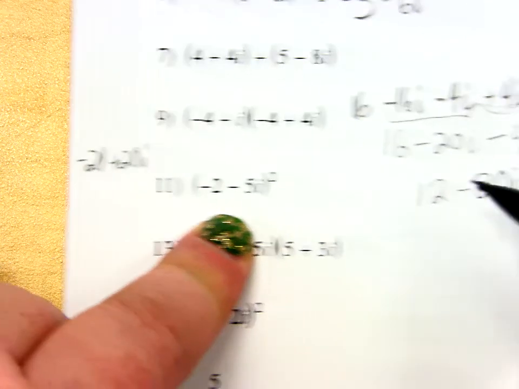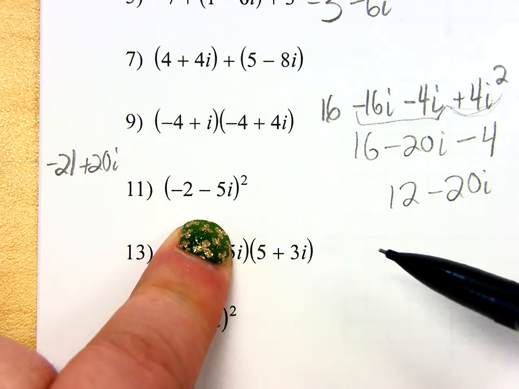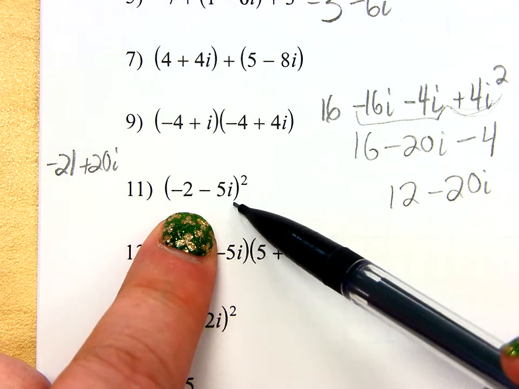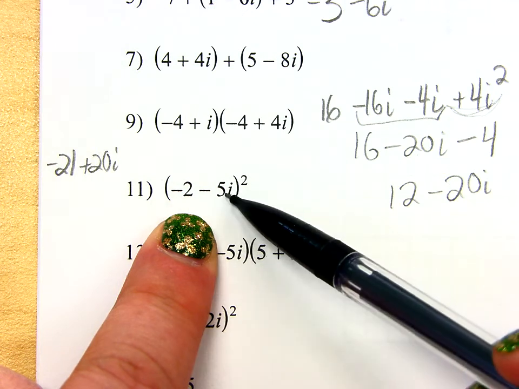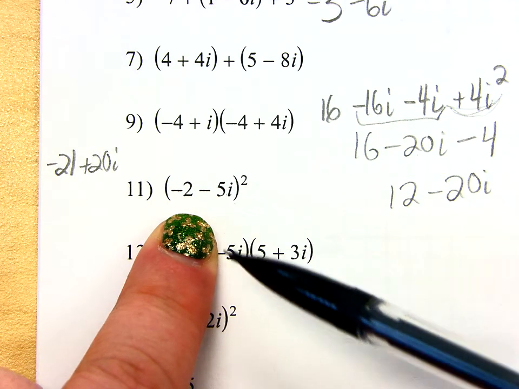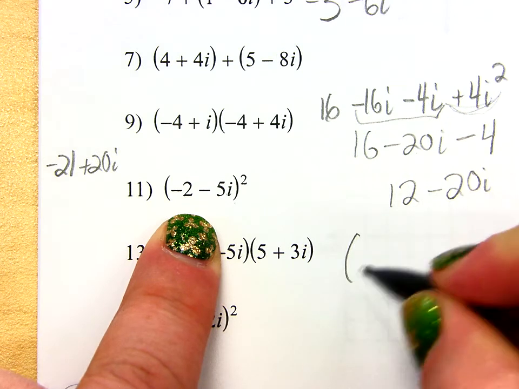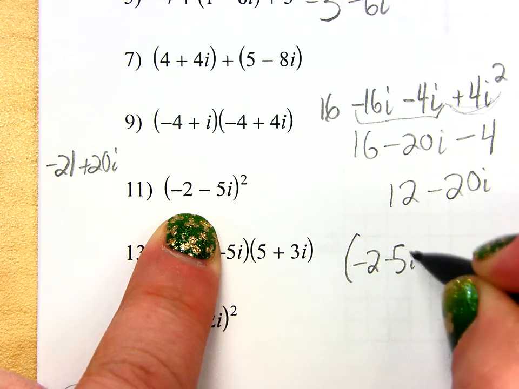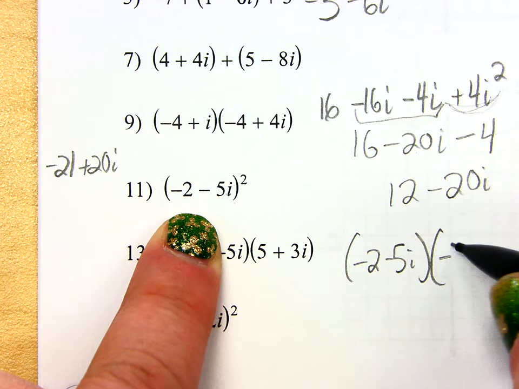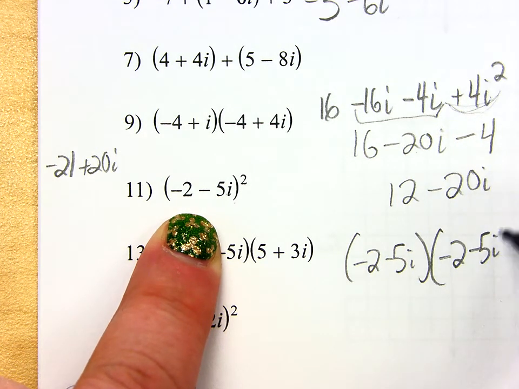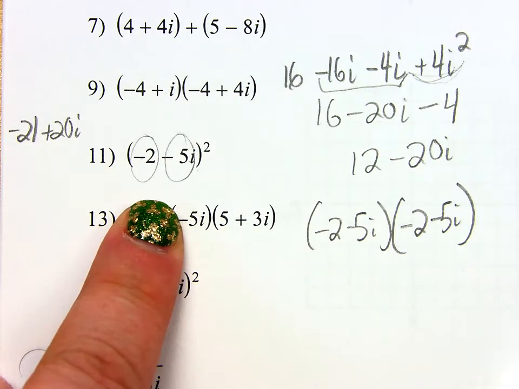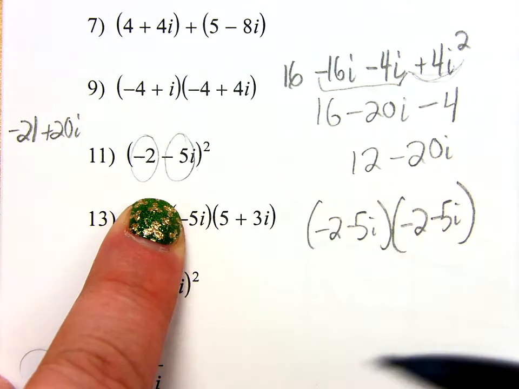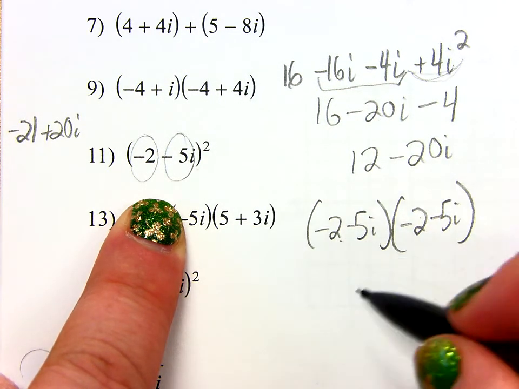First of all, the most common mistake is, for whatever reason, students forget everything that they learned and they think that they can just square both of these. They are wrong, because that's a binomial, and when you have a binomial squared, isn't it a binomial times a binomial? And don't we FOIL those together? Yeah, you don't just square the negative 2 and square the negative 5i. It doesn't work that way. If it were all multiplication, it would work that way, but it's not. There's subtraction in there.